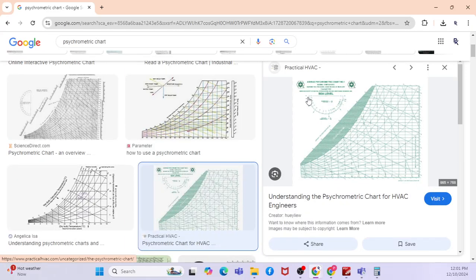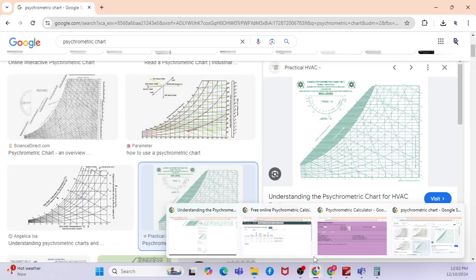In this semicircle, you can see 1, 0.9, 0.8, 0.7 and so on. This is called the sensible heat factor. Say for example, if I have only sensible load in my space, then I can use this particular chart, right?